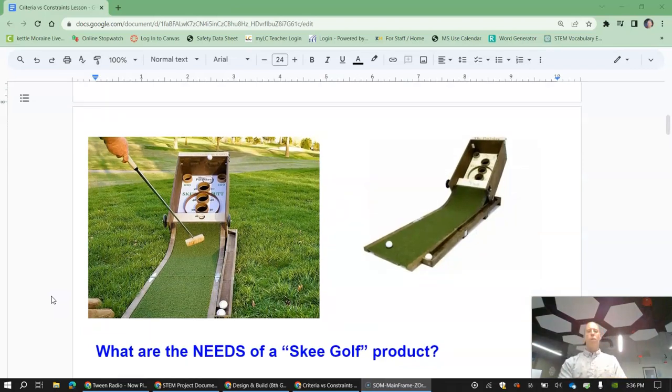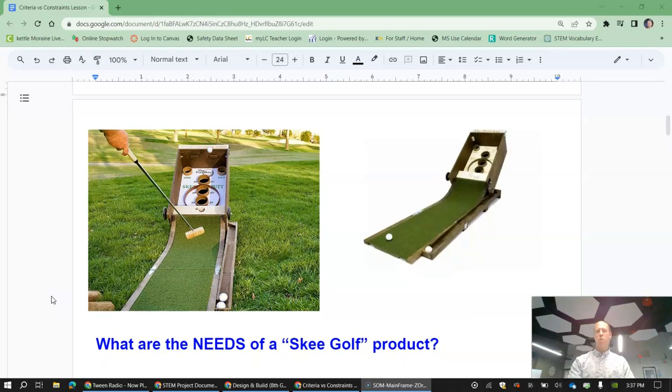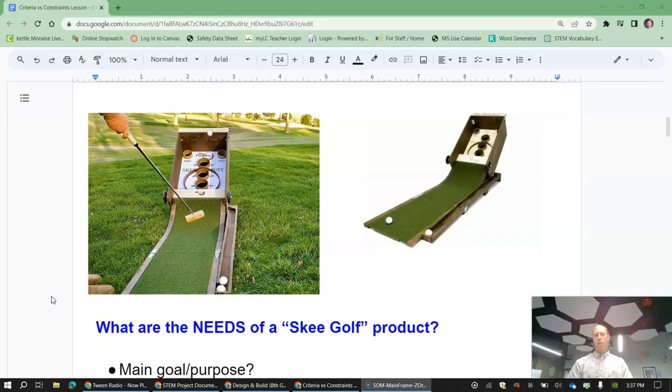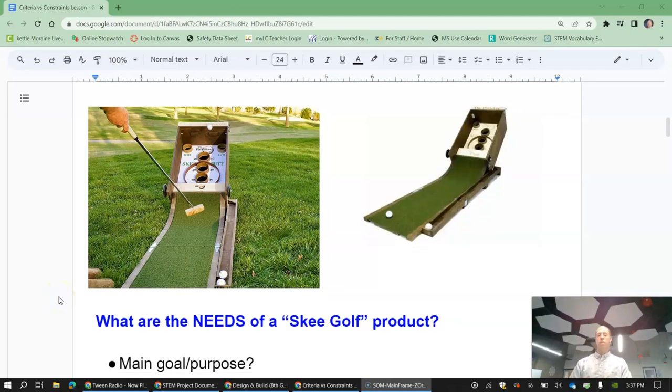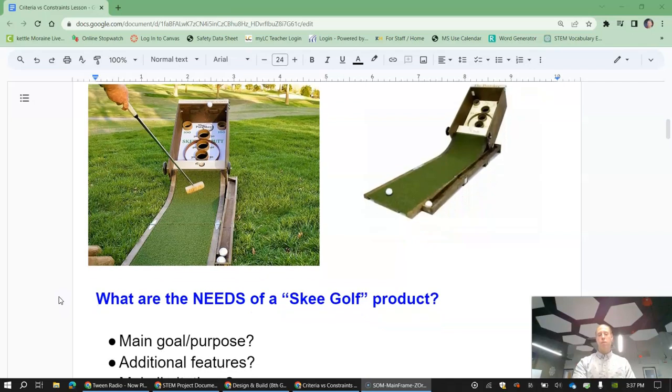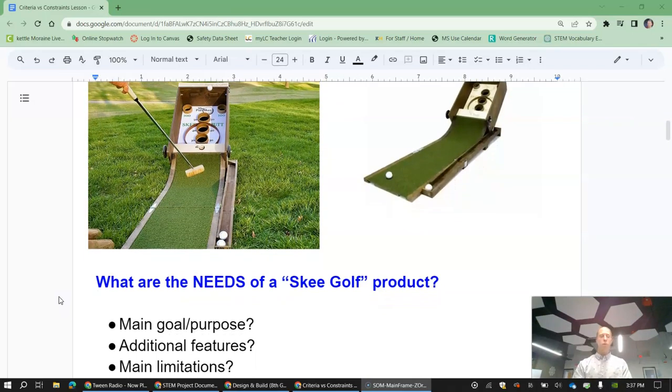I want you to think about, what are the needs of making a product like Ski Golf? What might be the needs? Before we dive in, let's break up the needs into a couple of different categories. The first thing we want to identify whenever we're designing a product is the main purpose of the product. What's the main goal? What does it need to do? Another important thing is to think about the additional features.